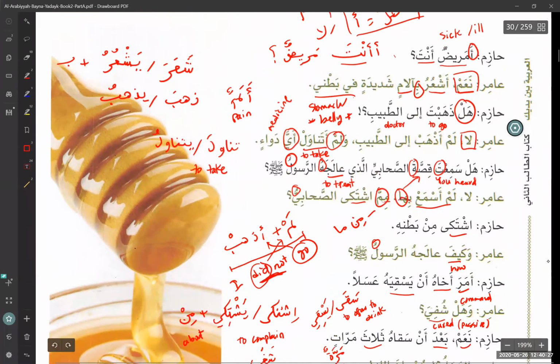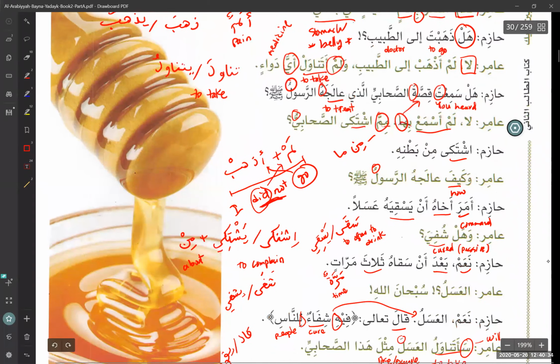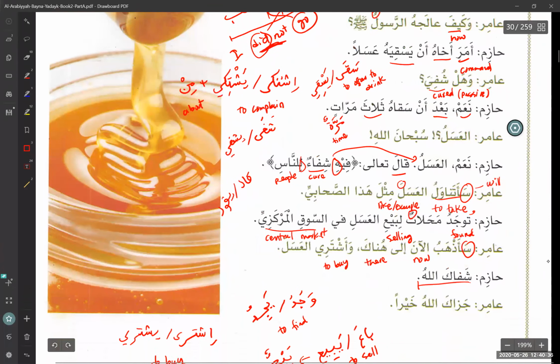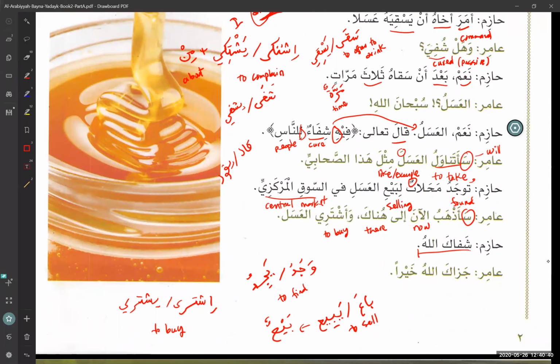Okay. So for us right now, we have to make sure we understand the text and we memorize all these vocabularies. Okay, so I'll end this lesson here, and inshallah, next time we'll continue.